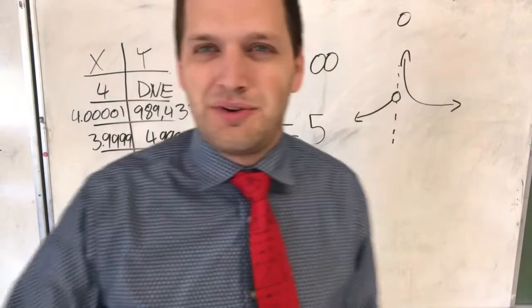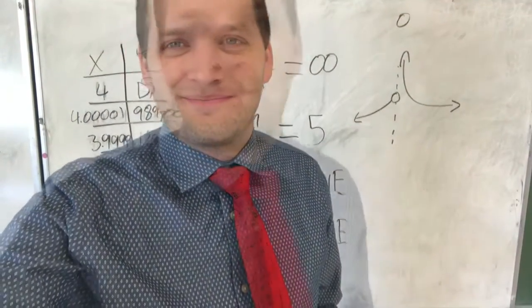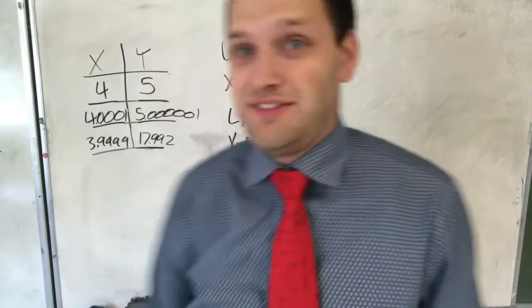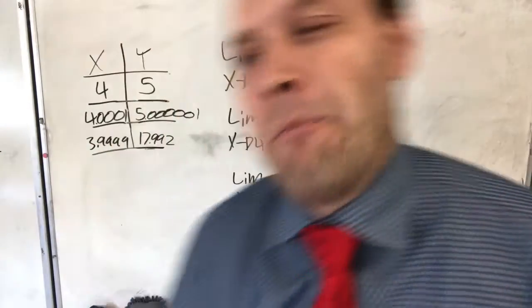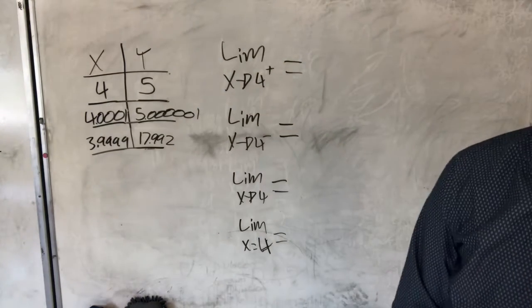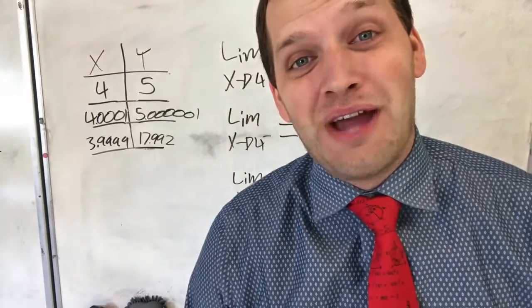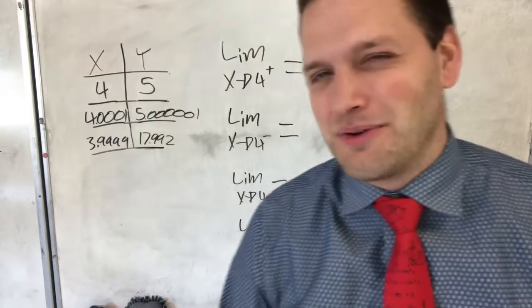All right, the next one I want you guys to try. Give it your best shot. Again, pause the video if you need to. Here's your problem. What is the limit as x approaches 4 from the positive side? Well, from the negative side. What's the limit as x approaches 4? What is the limit as x equals 4? Okay, pause the video if you haven't already. Get the right answer. We're going to go through the answers now.